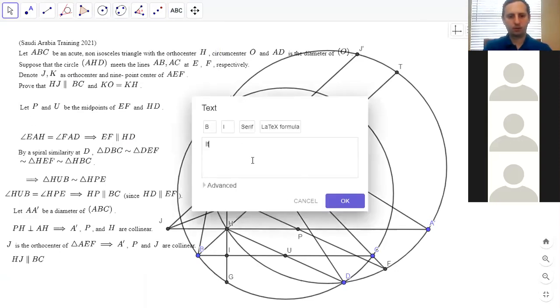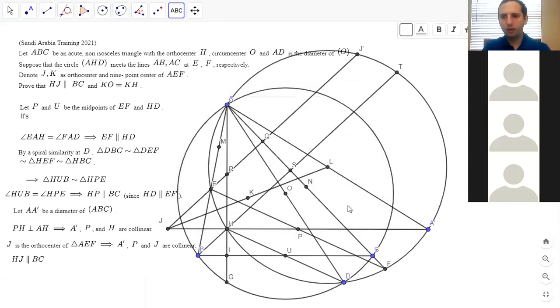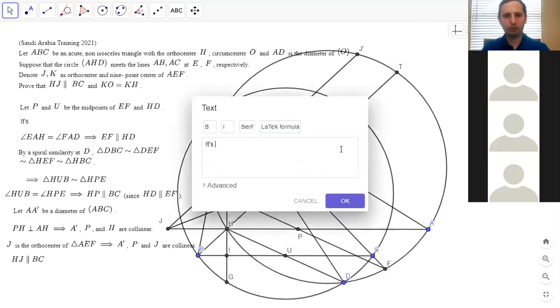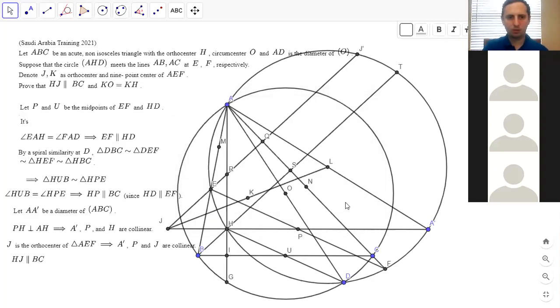Why is HP perpendicular to AH? Because HP is parallel to BC. Oh, okay. So here I'll say it's well known that U is the midpoint of BC. So yeah, HJ is parallel to BC.